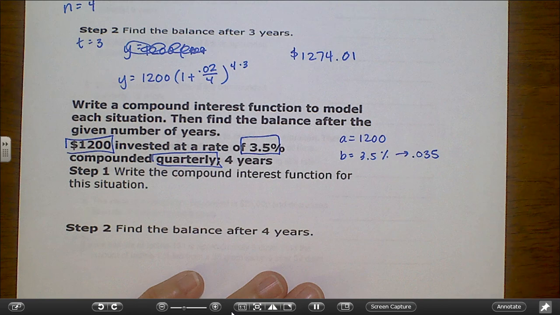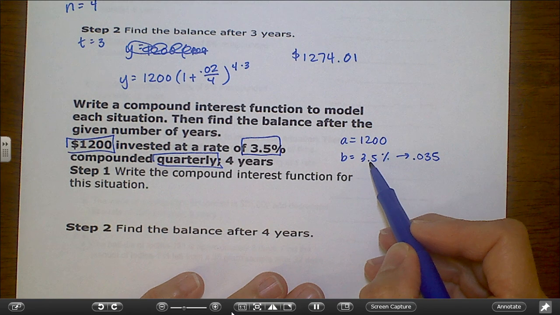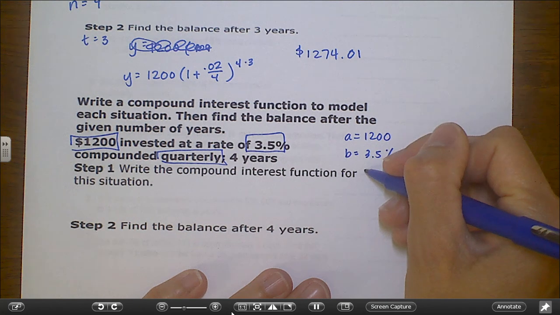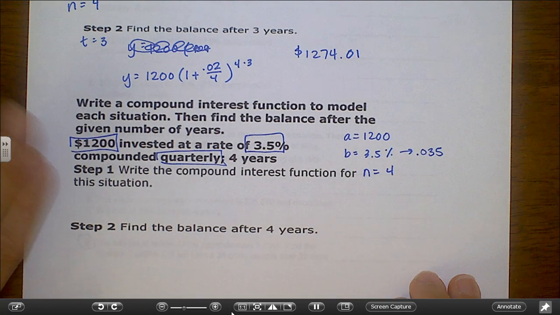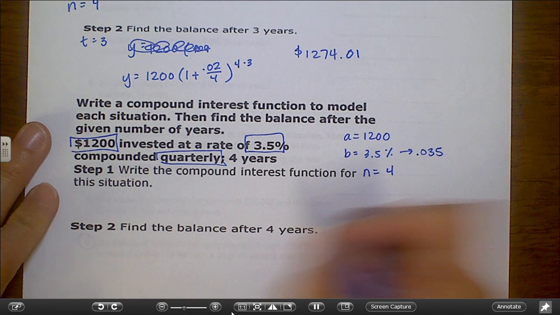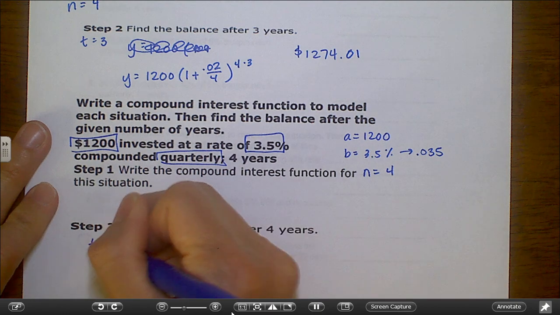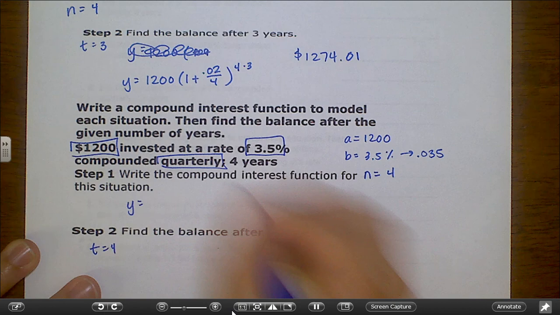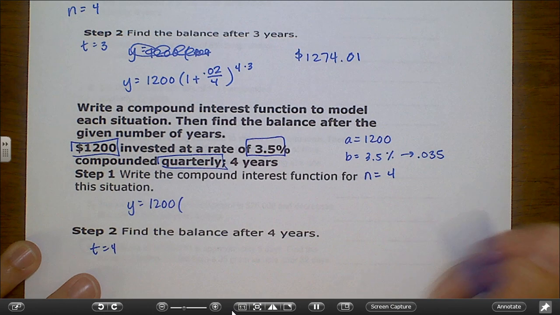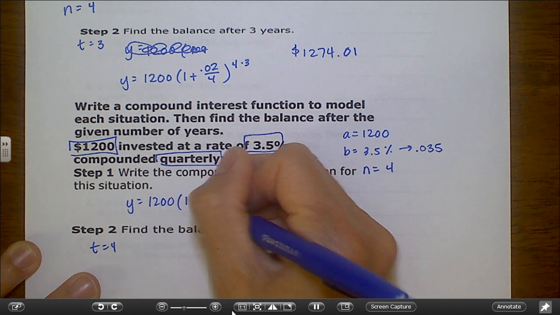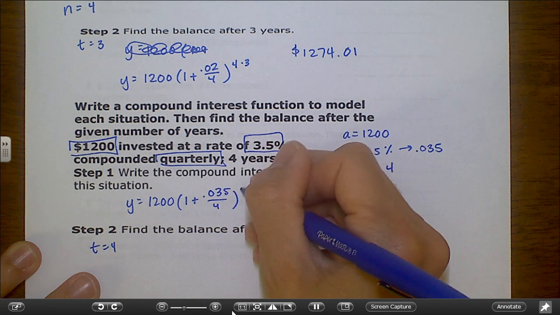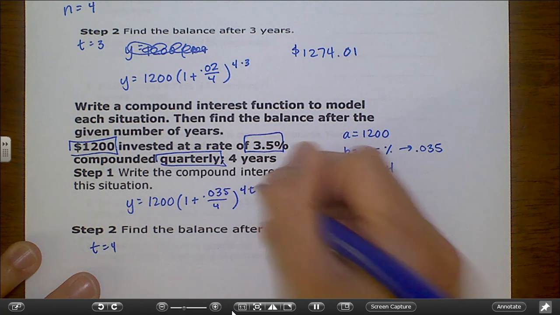0.035 is a decimal. So even if it's already a decimal, remember, you still have to move it over, okay? N is 4 because it's quarterly. And then the 4 years, but we'll do that in a minute. So Y equals 1,200 times 1 plus 0.035 over 4 raised to the 4 times t.